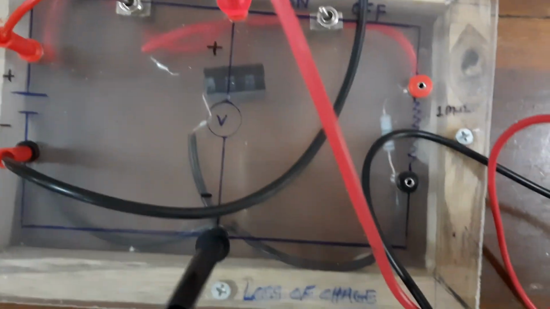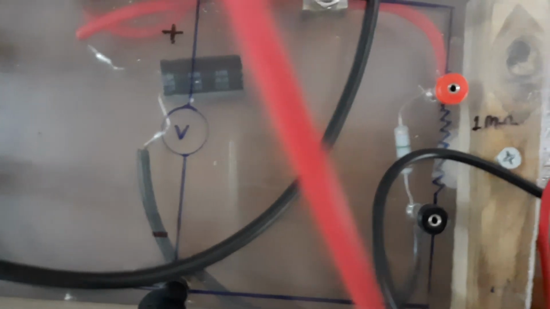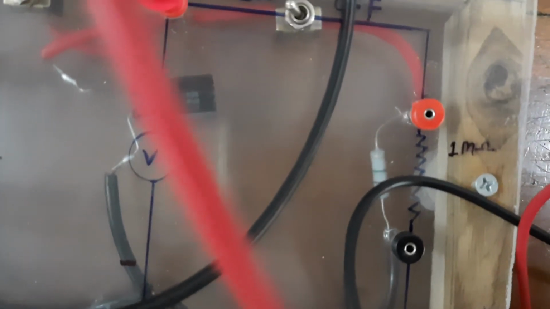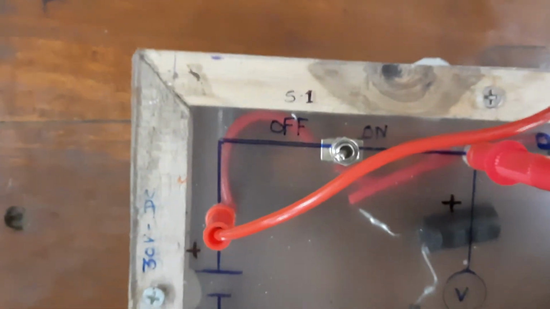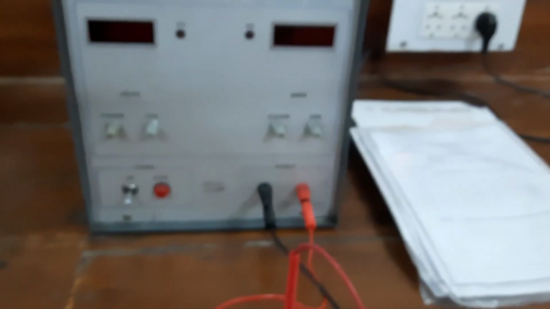You can find that the resistor is inside the experimental kit. The switch S2 is on and S1 is off. The power supply is also off. So this is part 1 of this experiment, loss of charge method.